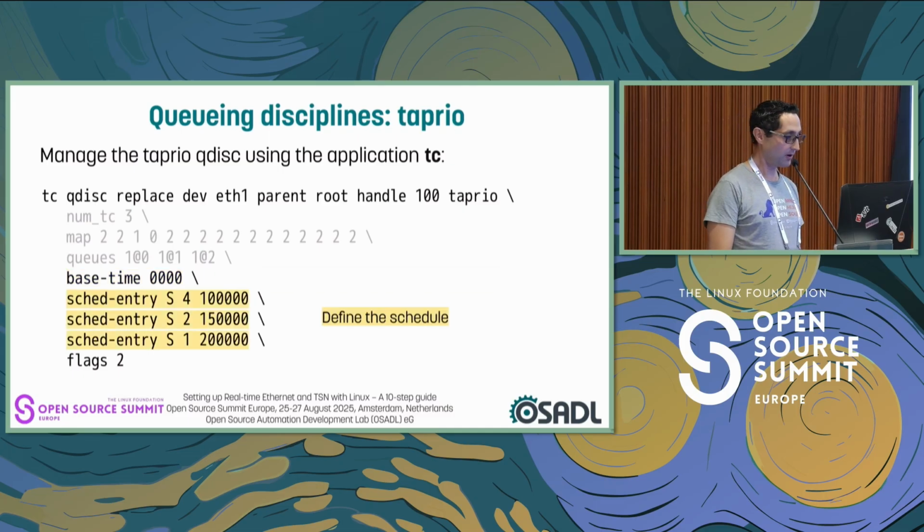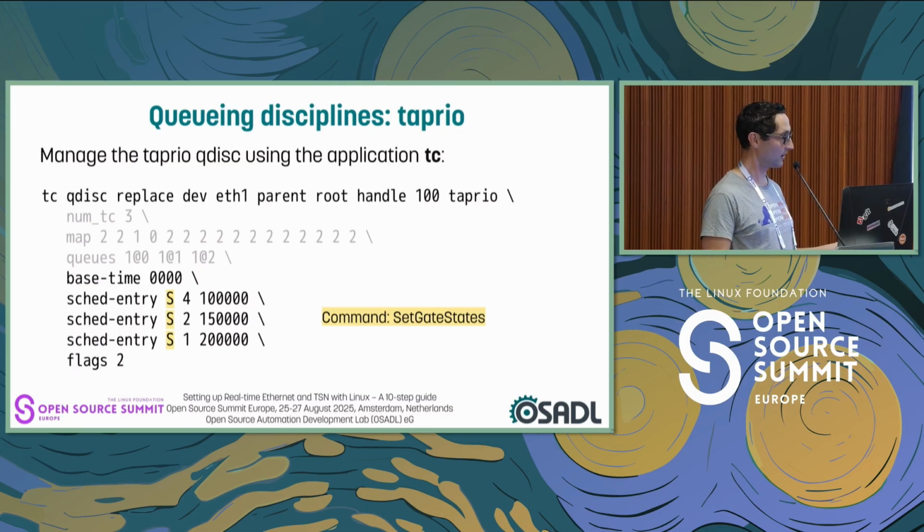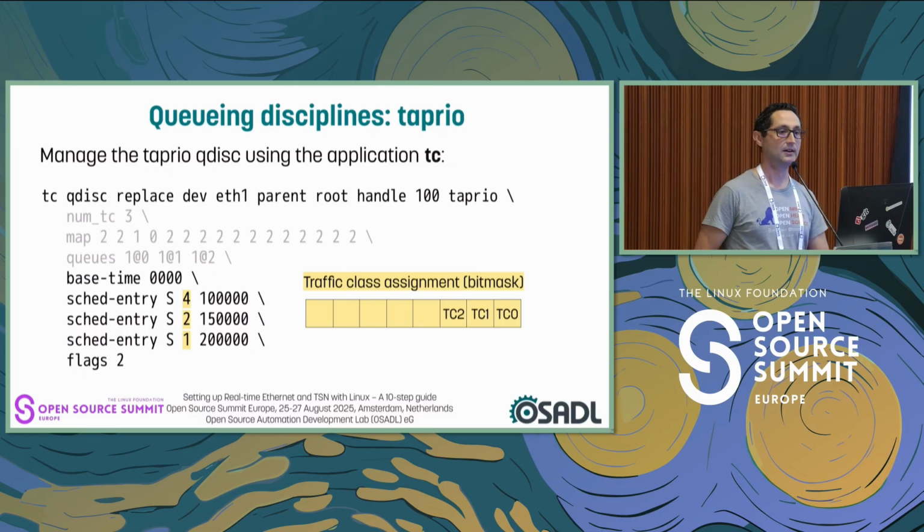The most important part here is the sched entries. So every sched entry comes with a command. So this is basically, the S stands for set gate states. And now the second number defines the traffic class, which will be scheduled right here with that gate. And right here, it's a bit mask.